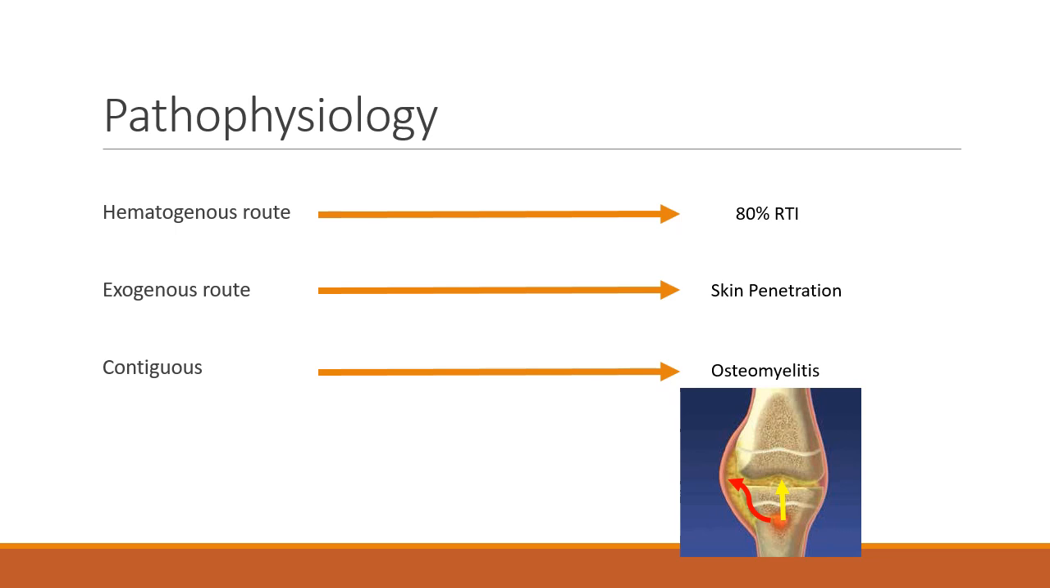In which joints of the body is the metaphysis an intracapsular structure? Most of the large joints except for the knee. So it can happen in the hip, shoulder, ankle, and elbow.